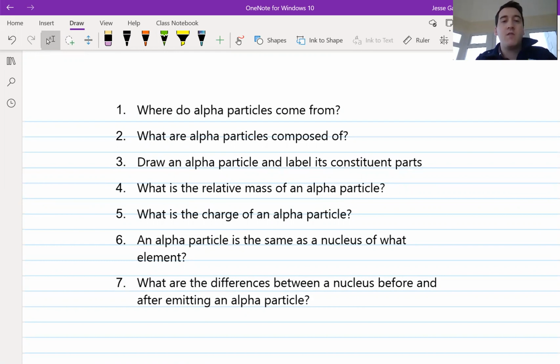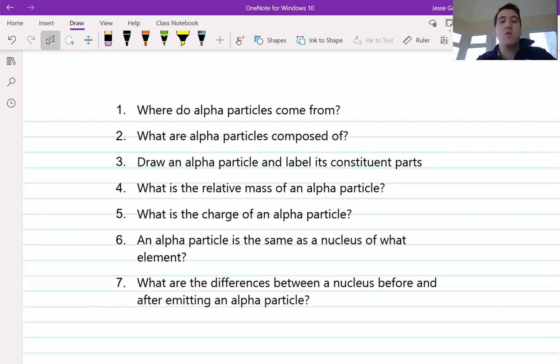Okay, so first of all, number one, where do alpha particles come from? Well, they come from the nucleus. That's probably not enough. If you stop there, you have to be a bit more specific. What type of atoms does it come from? What type of isotopes does it come from? Okay, so alpha particles come from the nucleus of radioactive isotopes. So they don't just come from any isotope, they only come from radioactive isotopes.